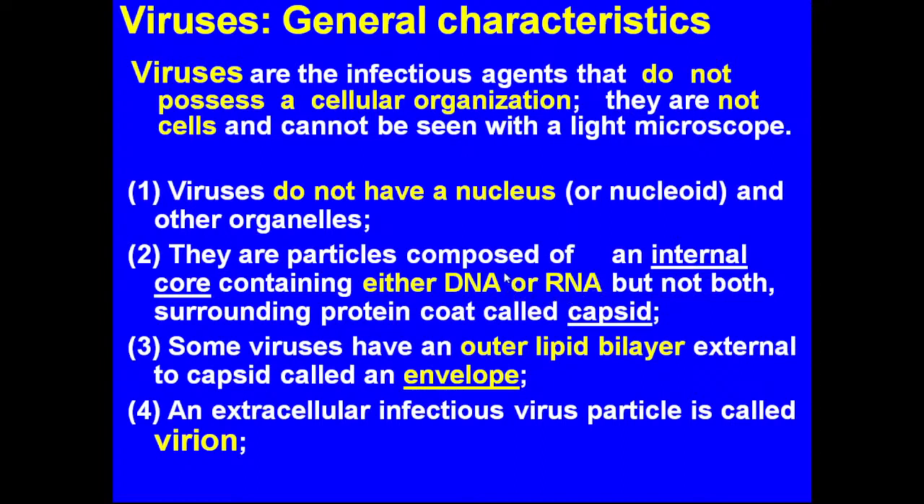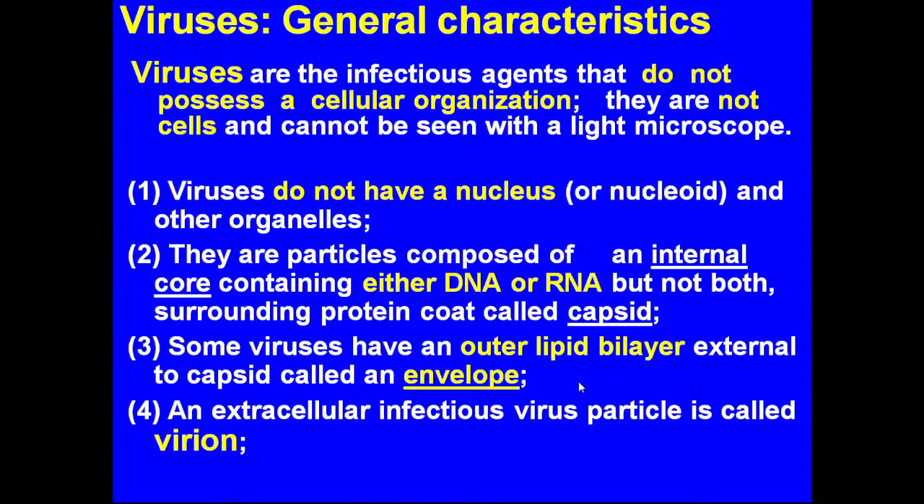But unlike other organisms, they cannot have DNA and RNA both together. They may have either DNA or RNA. Usually this genome of the virus is coated with a protein shell called the capsid. Some viruses may have one extra layer, an outer lipid bilayer.